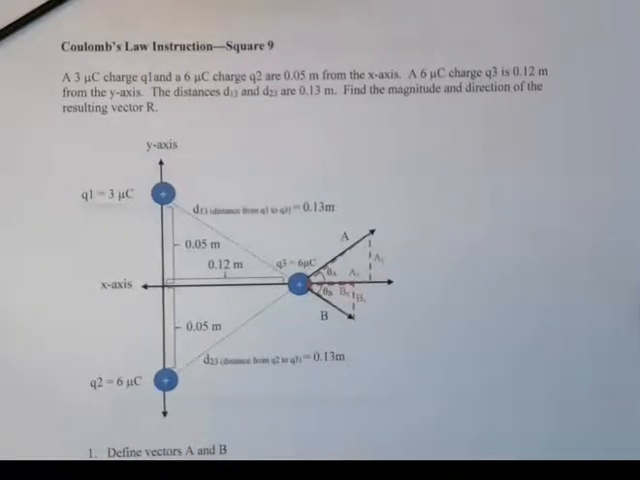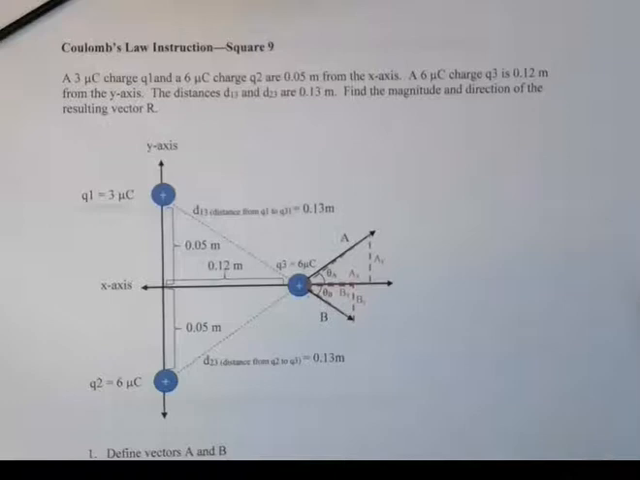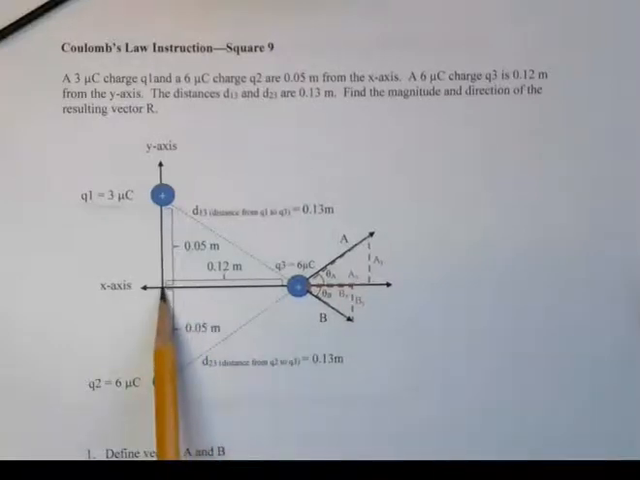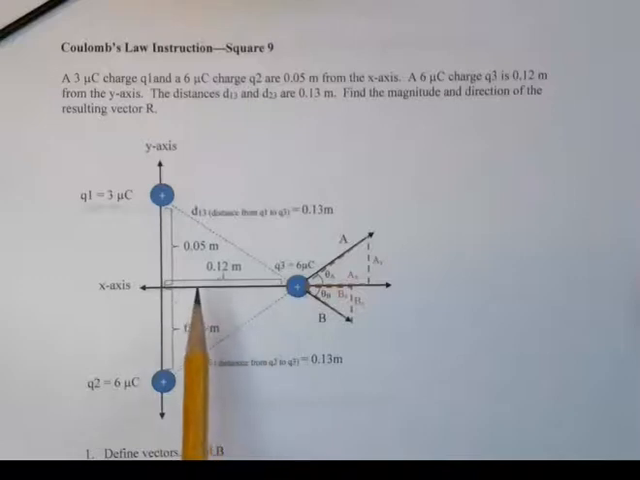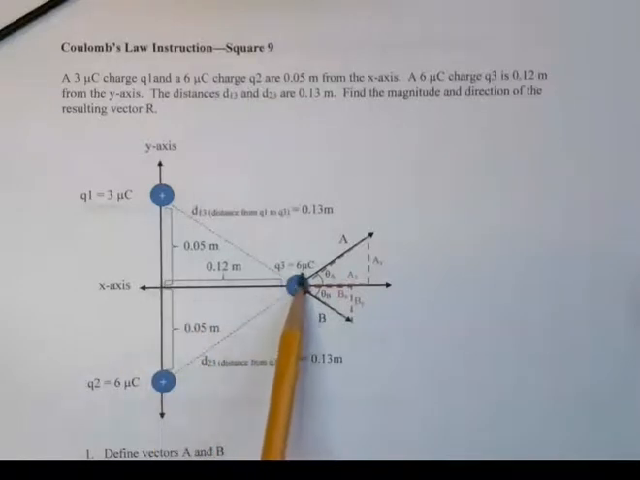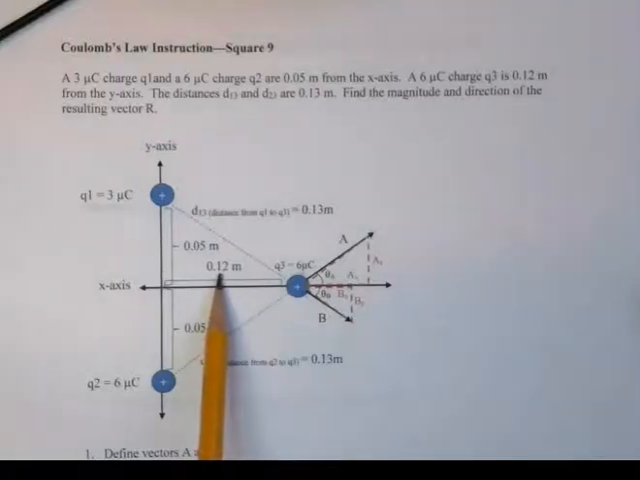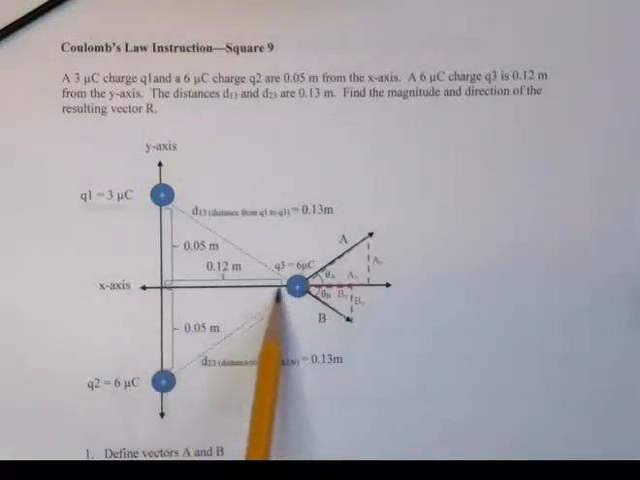They drew this picture for you for the most part, but they didn't fill in all the numbers that I have here. So let's read this. Okay, and then it says a 6 microcoulomb charge Q3 is 0.12 meters from the y-axis. So in other words, you go in between these two. They didn't really make that clear that it's exactly going to be halfway between these two, but it is. But I'll tell you how you know that in a second. So there's Q3, and it says that it is 6 microcoulombs also. All right, and it says that it's 0.12 meters, there it is, from the y-axis. So it's on the x-axis, but it's 0.12 meters from the y-axis.